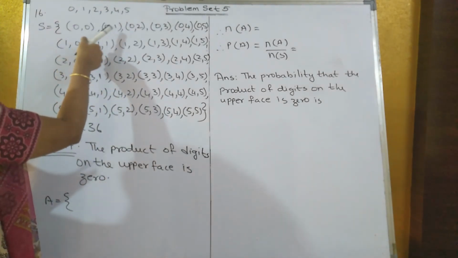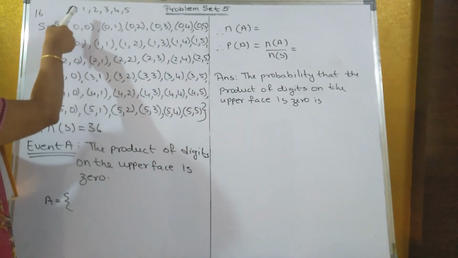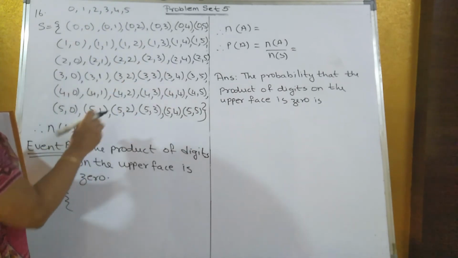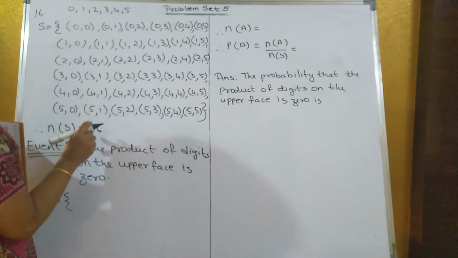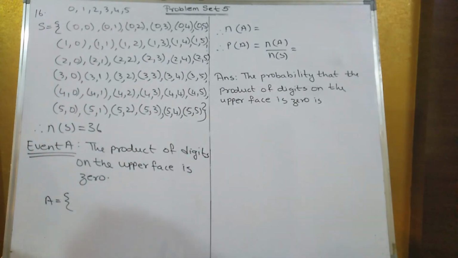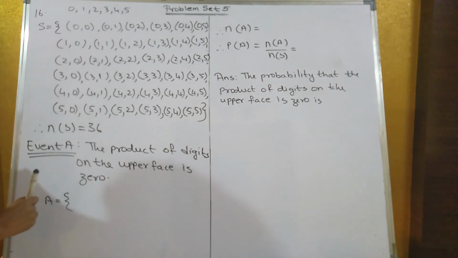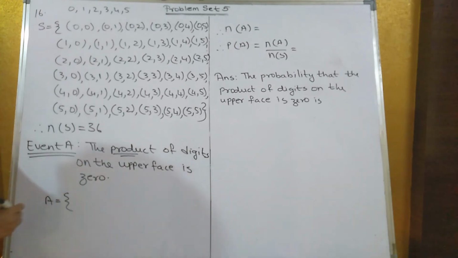So 0,0; 0,1; 0,2; 0,3; 0,4; 0,5. Then with 1: 1,0; 1,1; 1,2; 1,3; 1,4; 1,5. Similarly, you'll write down the rest of them. And total elements in this is how much? Ns is equal to 36. So event A, the product of the digits on the upper face is 0. So what is the meaning of product? When you multiply the two numbers, you should get the answer 0.